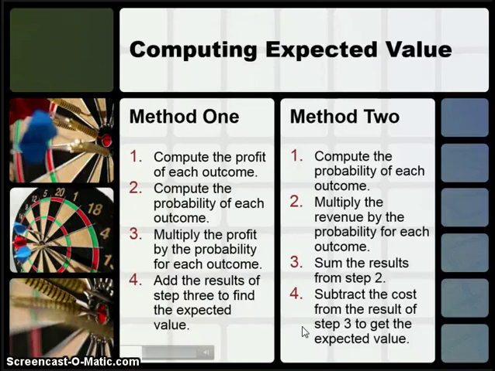Remember that each of these 2 methods should give you the same result. If you do method 1 and then method 2 and you get a different answer, that means there's a mistake somewhere. Check your arithmetic and also check your probability distribution. Remember that all the probabilities have to sum to 1 in order for the probability distribution to be complete and correct.